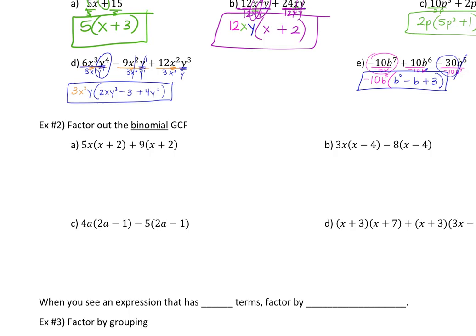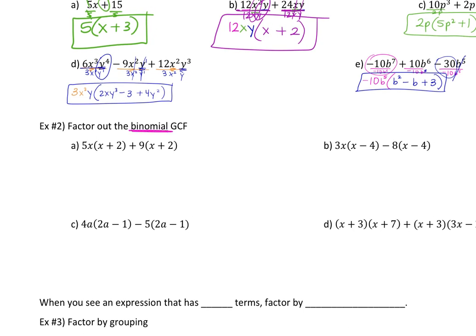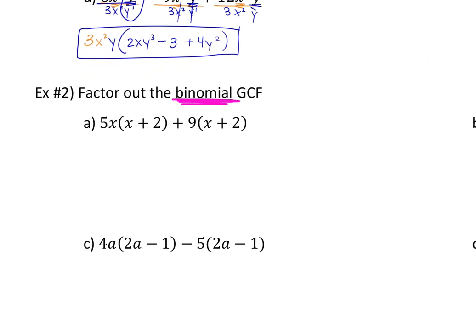So this one says factor out the binomial GCF, okay? Which means a binomial is what? Two what? Two terms, right? You have two terms in parentheses like that. That's a binomial. So there's some binomial that you can factor out of both of your current setups. They're pretty straightforward. It just feels funny because it feels like, why are we doing this? But you'll see down the road, it comes in handy when you can factor out the same thing.